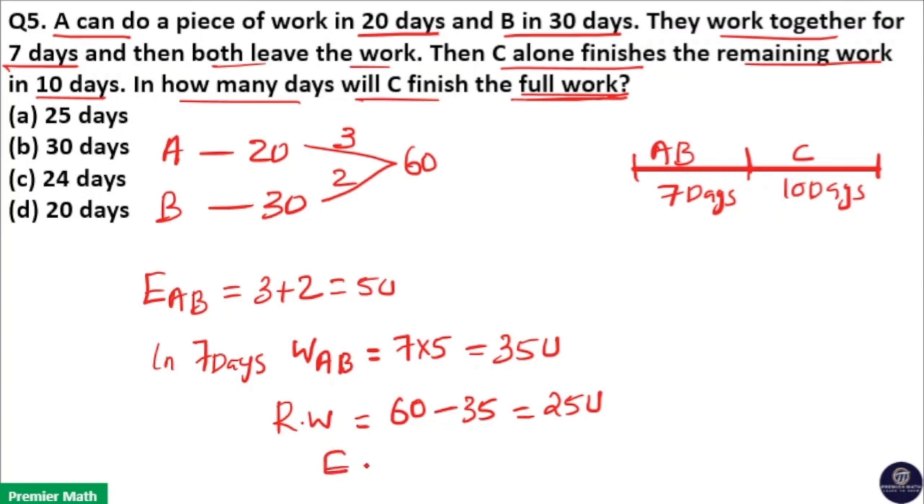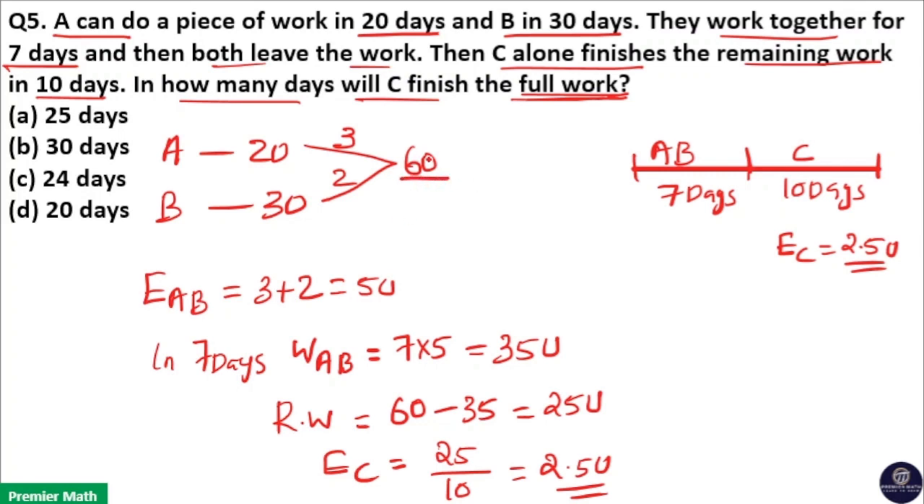So efficiency of C is work completed by C is 25 unit and time taken by C to complete the 25 unit is 10 days. So efficiency is 2.5 unit. That means efficiency of C is 2.5 unit here. So total work, full work is 60 unit. So time taken by C to complete this full work is 60 by 2.5, which is equal to 24 days. So option C is your answer.